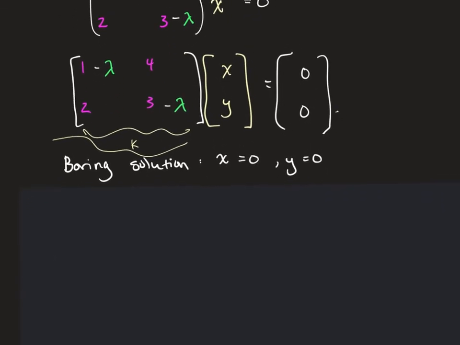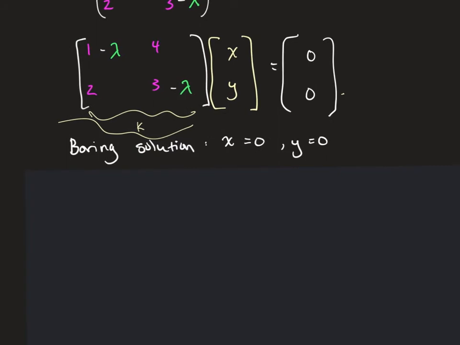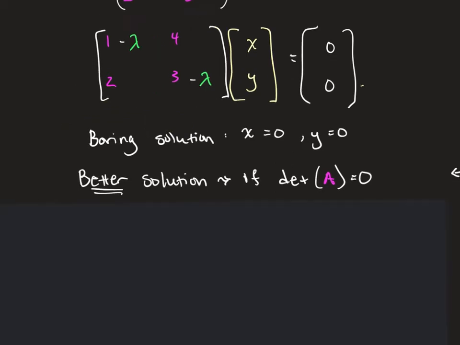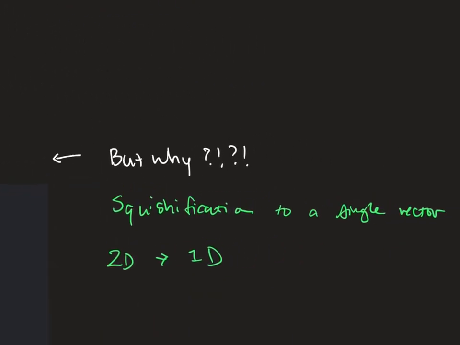So another way that we could solve this is if we can get the determinant of A, this matrix, to be equal to 0. Now you might reasonably ask, why would I want that? Very reasonable question.